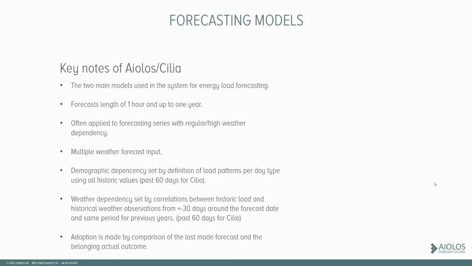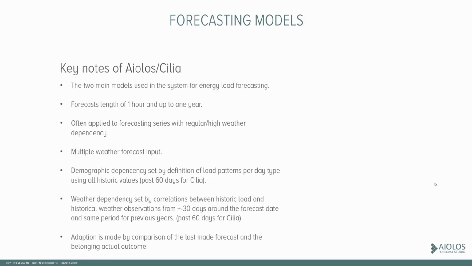The demographic dependency is set by defining the load patterns for different day types. So for example, Christmas Eve is one day type, and that has a specific pattern during the day. And this is done with all the historical values, or for the Celia model it's done with the last 60 days of data.